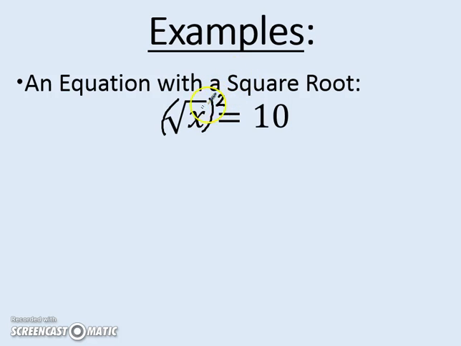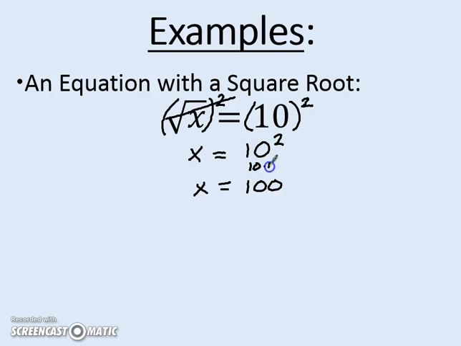When I square this whole side, the square and the square root eliminate each other since they're inverse operations, and I'm left with x. But the rule of equations is whatever I do to one side, I need to do to the other. So I squared this side, so I need to square this side. So x is equal to 10 squared. So x is equal to 100 because 10 squared means 10 times 10, and 10 times 10 is 100.